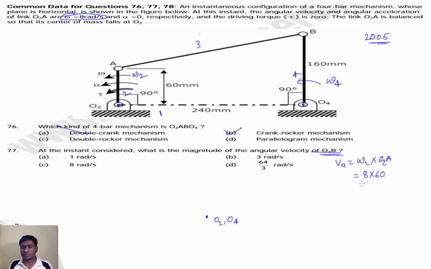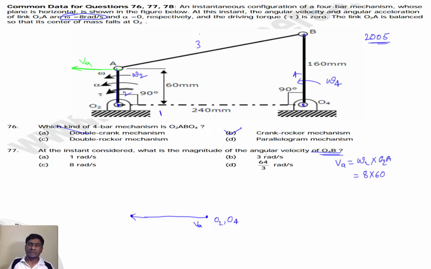60, and at this position this link is perpendicular to the horizontal, and the velocity vector is like this. Velocity vector is like this, VA. So we will draw the velocity vector, which is a known value. This is a known value. So this is VA, the velocity of the point here.